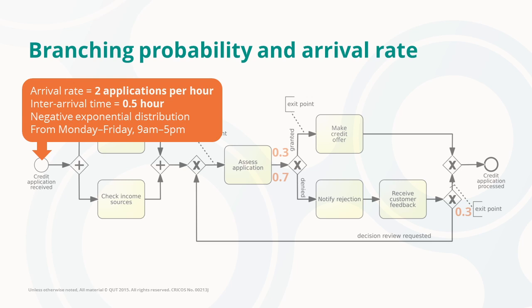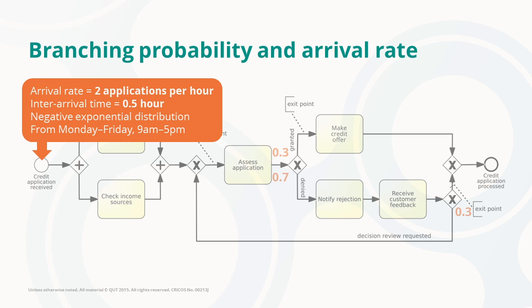In some simulation engines, it is more common to use the inter-arrival time. Let's say, give me a time unit, for example, the hour, and tell me how many units of that time unit it takes between the arrival of 2 consecutive process instances. So 2 applications per hour means that there is 1 application every 0.5 hours. In other words, inter-arrival time is the dual of arrival rate, 1 divided by arrival rate.